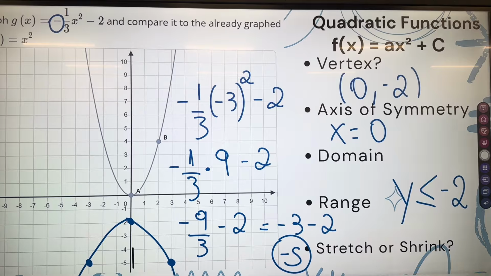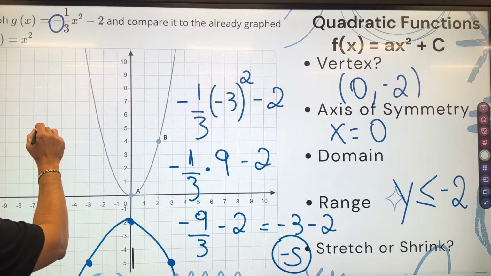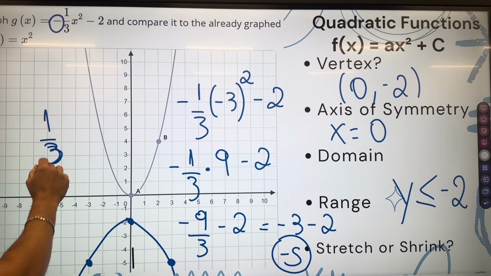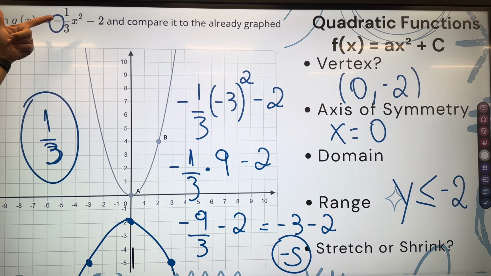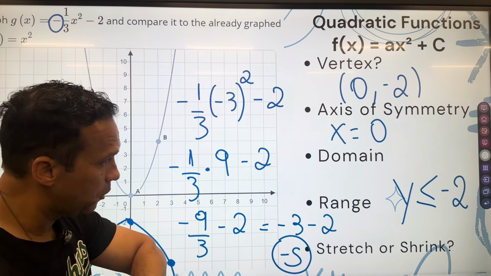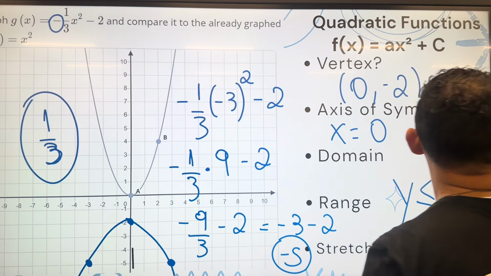That was a stretch because this is a fraction, 1/3, so by the factor 1/3, not negative 1/3. The factor was 1/3. The minus is just to say there was a reflection in the x-axis. I hope you understand this lesson.